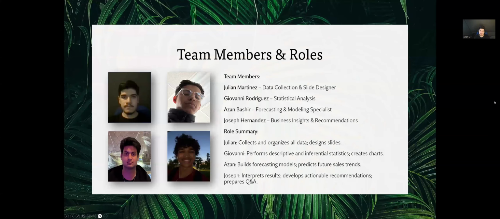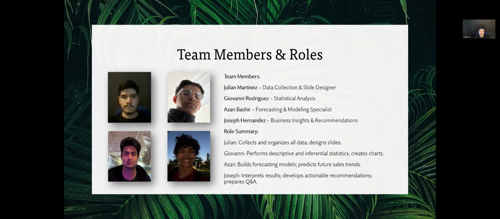So moving on, our group had four members, and each of us handled a different major section of this project. So I was in charge of collecting the raw data, formatting it into a clean data set, and designing the slide deck.